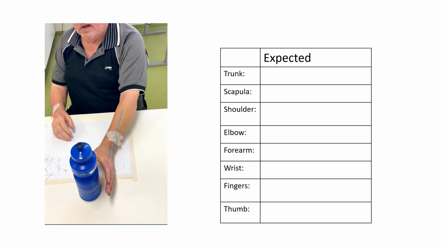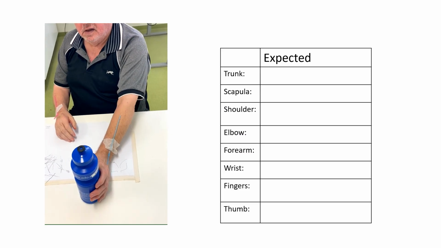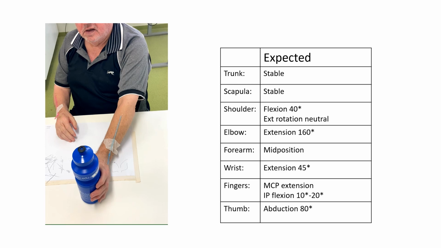Next, watch and perhaps photograph or film the unaffected arm doing the task and jot down the expected movements. You can practice this using the final frame in this clip of reaching for the water bottle, so go ahead and pause the video and see if you can name each component. Okay, let's see how you went.